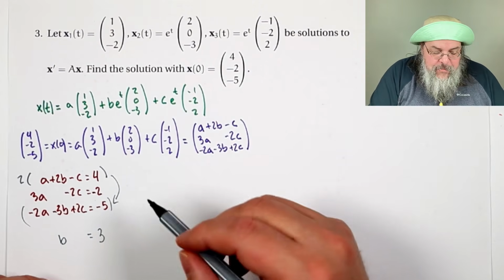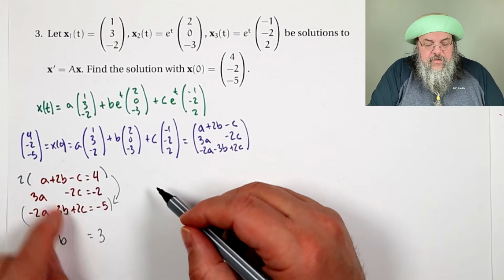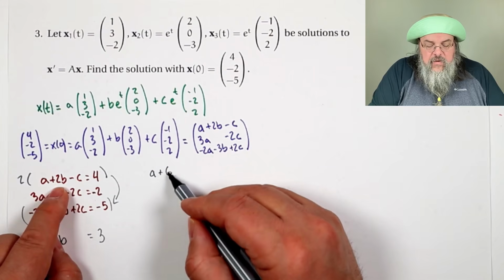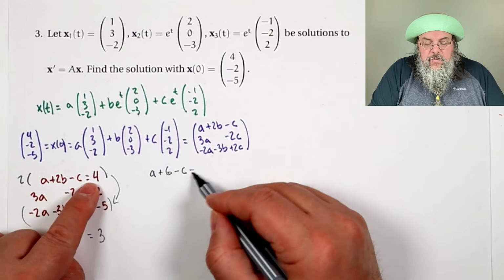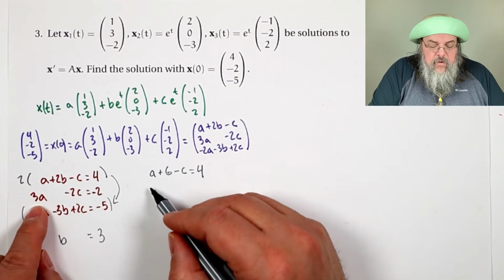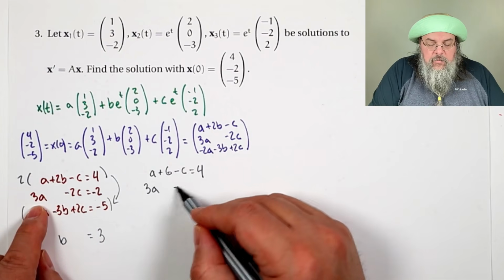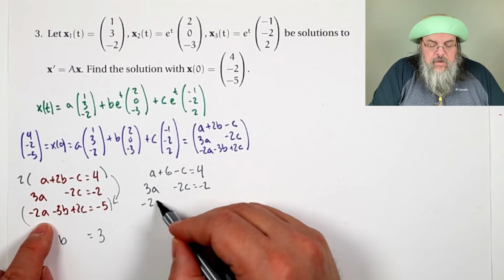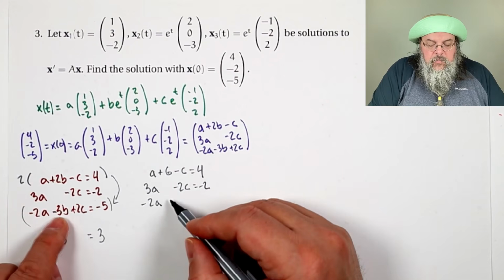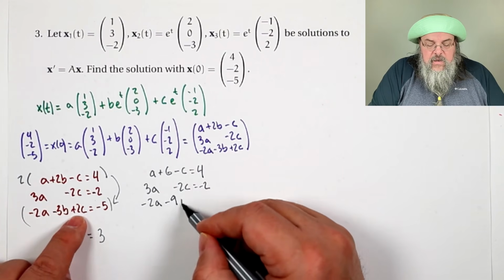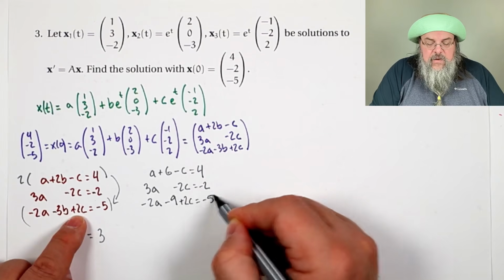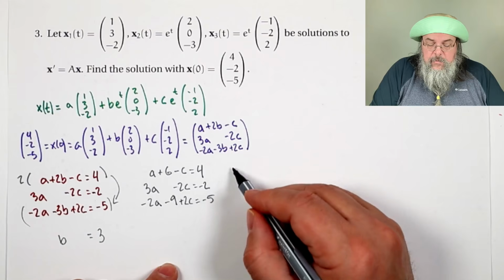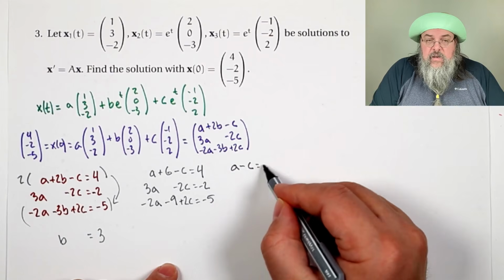Okay, well, let's update. Now we know that b is 3. That says that a + 6 - c = 4. This still says 3a - 2c = -2. And if we do it here, I'll go ahead and do it, but you'll notice something is going to happen. -3b is -9, and +2c is -5. So here we would subtract 6, and that would get us -c = -2.